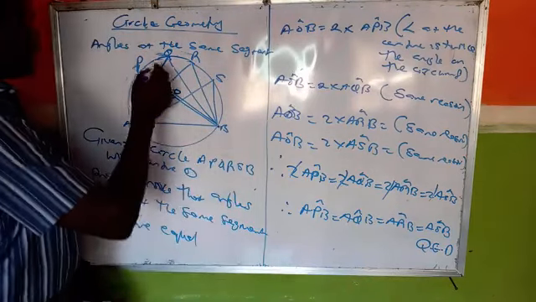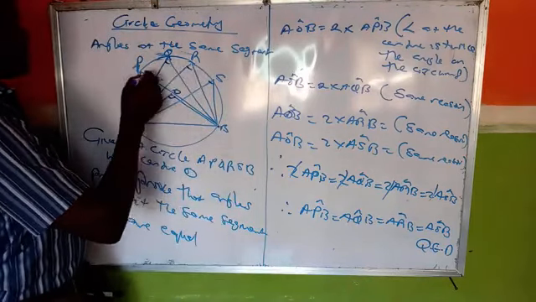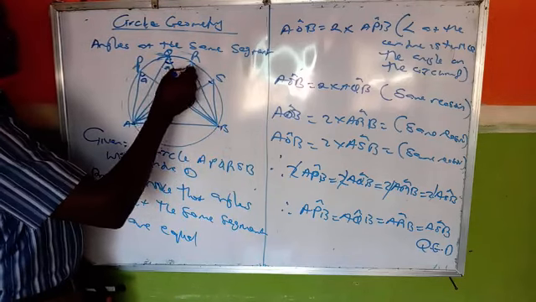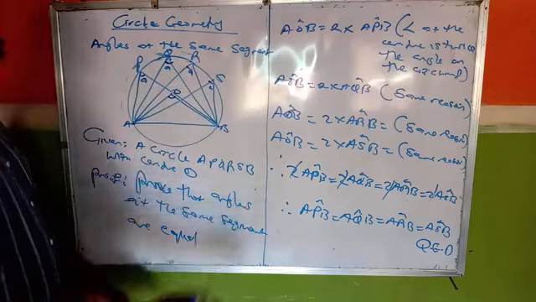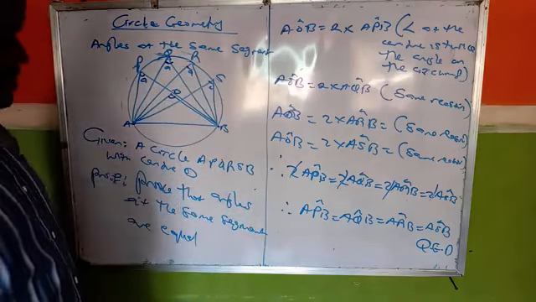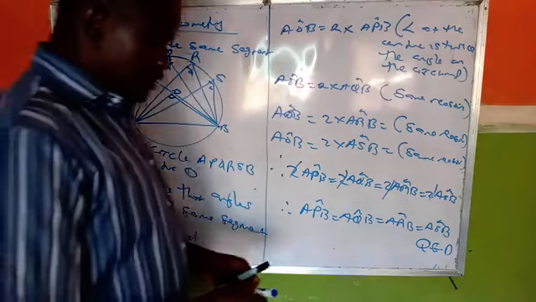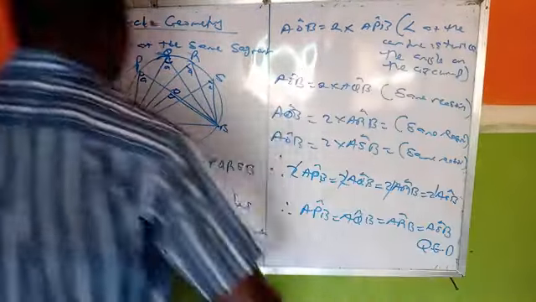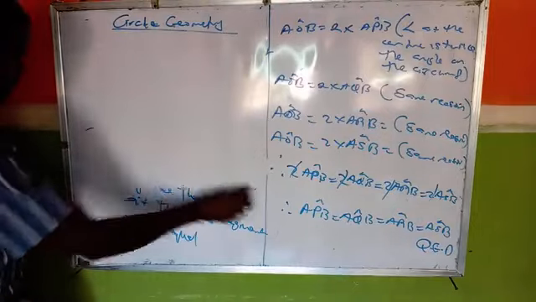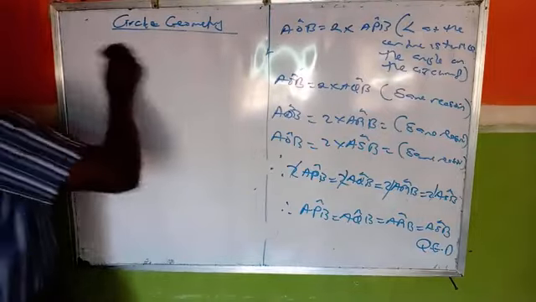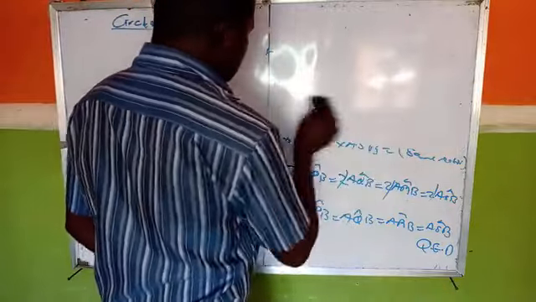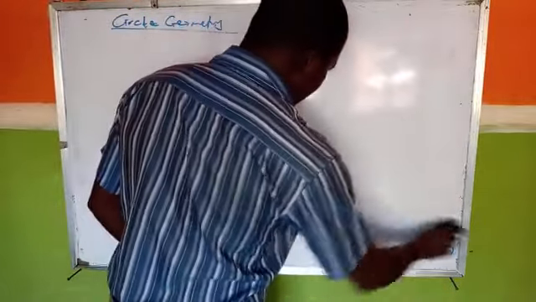So this is what you call angles in the same segment. They are all equal. If this place is A, this one will be A, this one will be A, this one will be A. They are all equal. Anywhere you see, they are equal. So that is the proof of angles in the same segment. So if they ask you to prove it, you know that it's as simple as that.